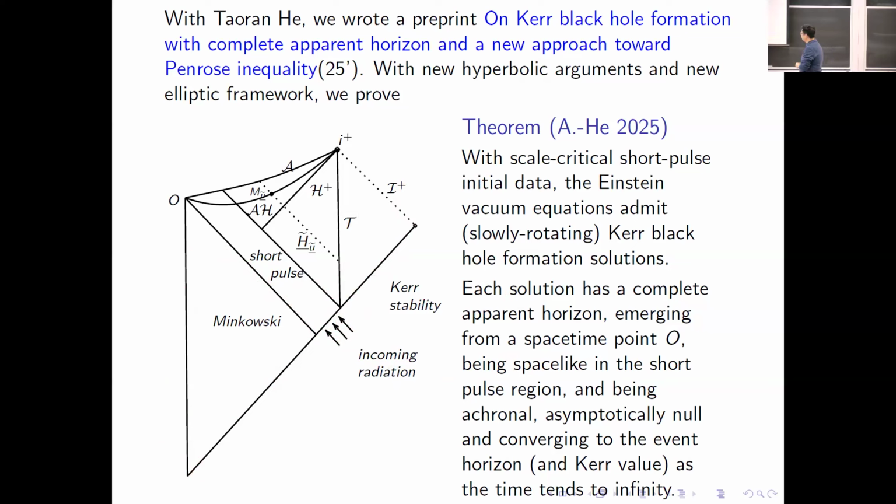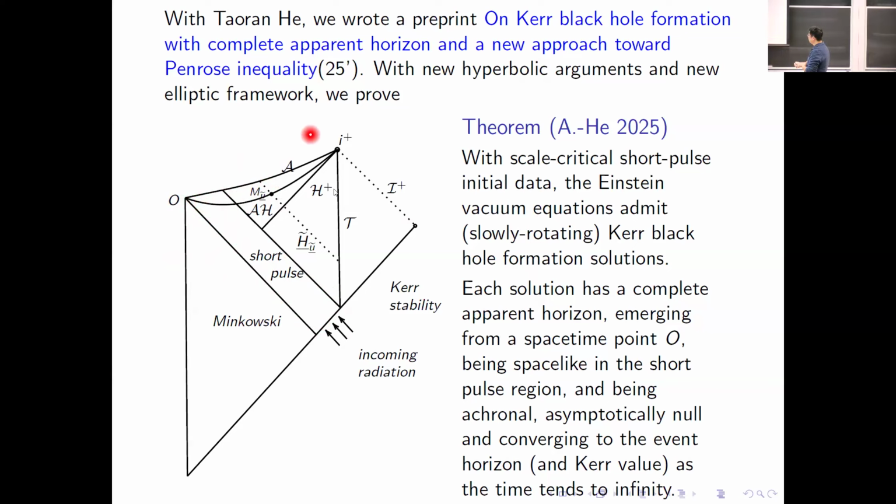So we show that, with scale-critical short pulse initial data, like what we just saw, the Einstein vacuum equations admit slowly rotating Kerr black hole formation solutions. This is the Penrose diagram of the solution. In the short pulse region there is the formation of a trapped surface and the formation of the apparent horizon. The apparent horizon emerges from a point, like a cone, and it grows.